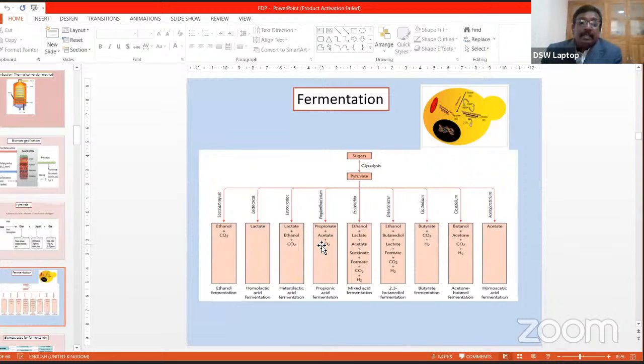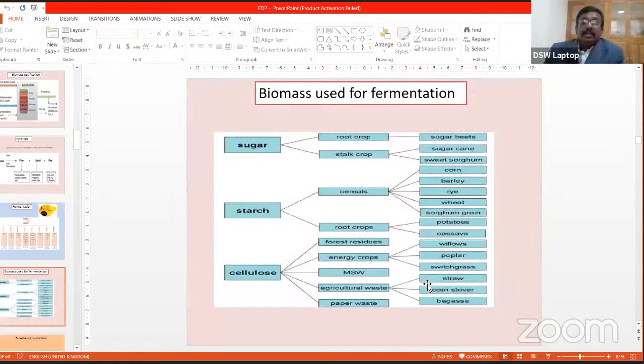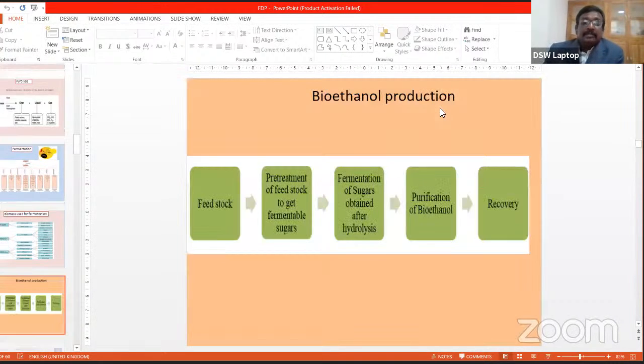And by fermentation of the sugar molecule, depending on the microorganisms used for fermentation, we can get various kinds of alcohols: ethanol, then homolactic acids, lactate, butyrate, butanol, and methanol. So it depends on the kind of microorganisms used for the fermentation process. The biomass sugar can be converted into a choice of various alcohols. So this is the form of various types of fermentations.